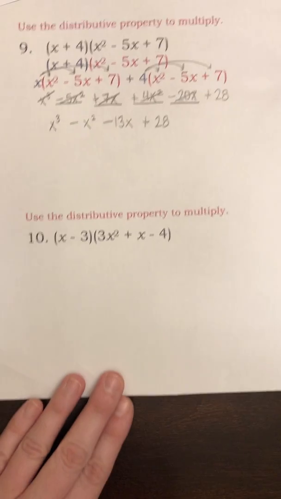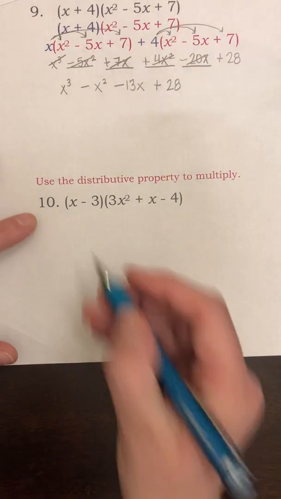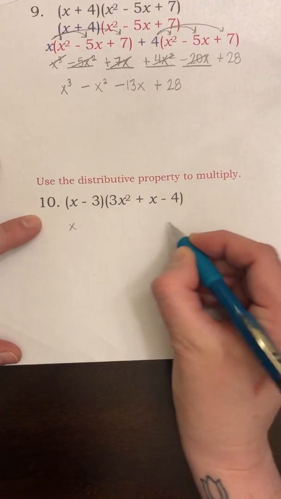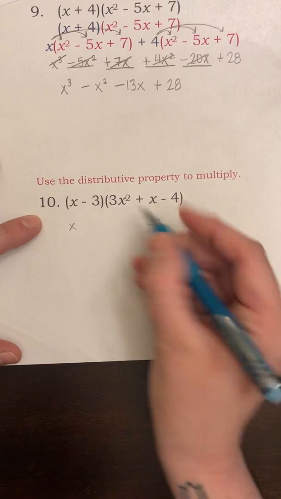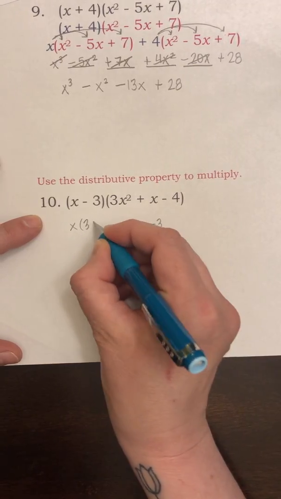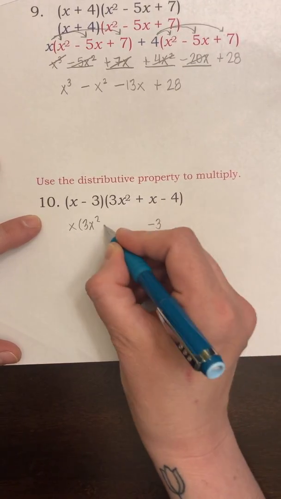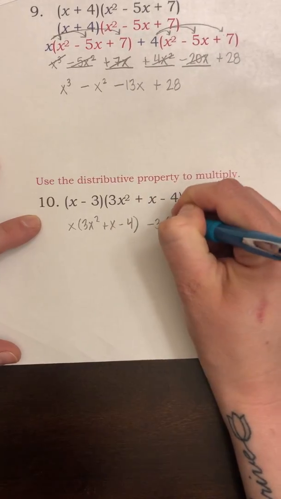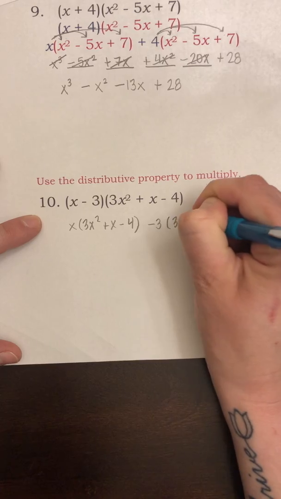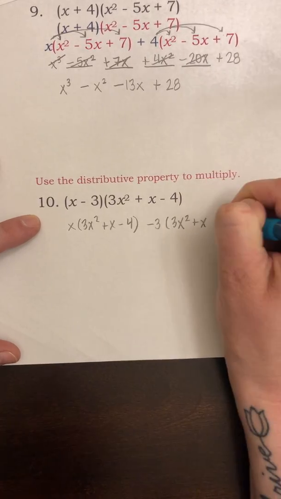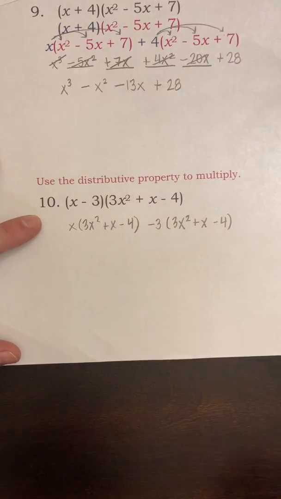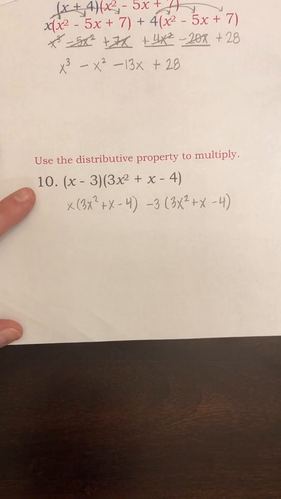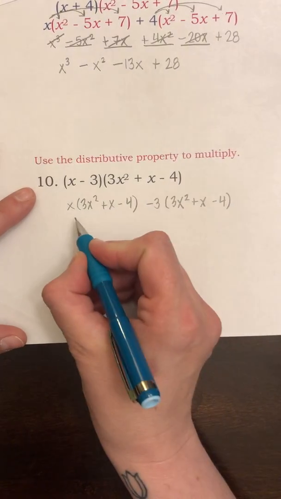So let's try this last example together. I'm going to start by taking the x minus 3 and I'm going to break it up because I'm going to distribute each one of those to the 3x squared plus x minus 4. Again, we were unable to use FOIL for this one because we have a binomial times a trinomial and FOIL no longer works. So let's distribute together.